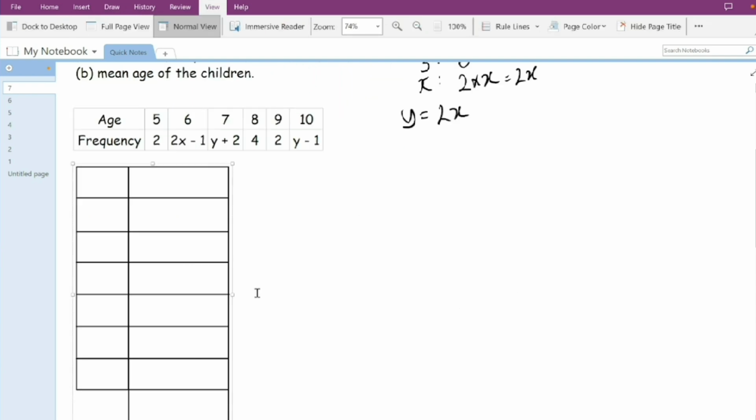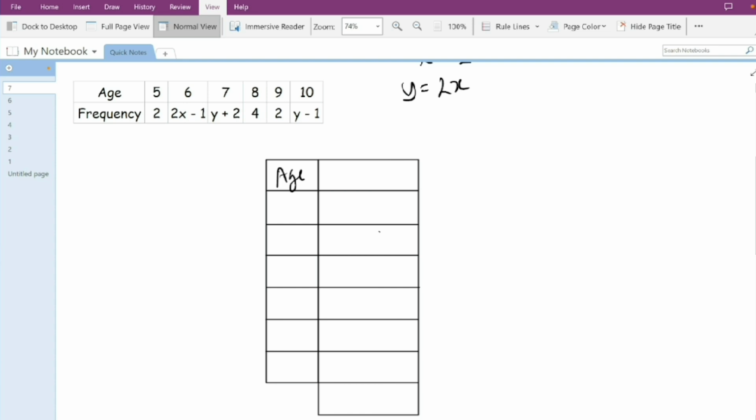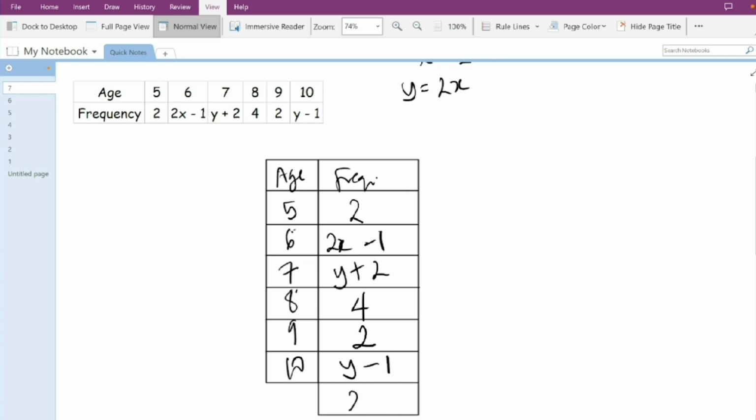For us to make our work easy, we can reposition the table. So we have age here and we have our frequency here. So we have 5, 6, 7, 8, 9, 10. Our first frequency is 2. Next one is 2x minus 1. Next one is y plus 2. We have 4 for 8. We have 2 people at 9. And y minus 1 for 10. Then you know the total is 20, which was given to us earlier.